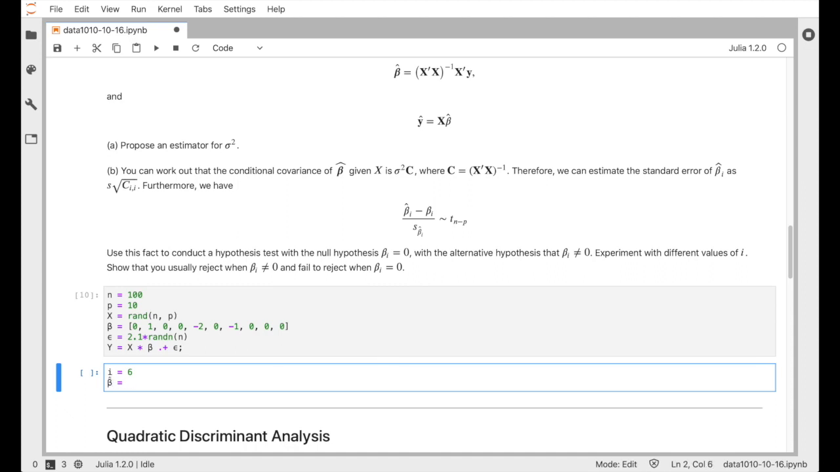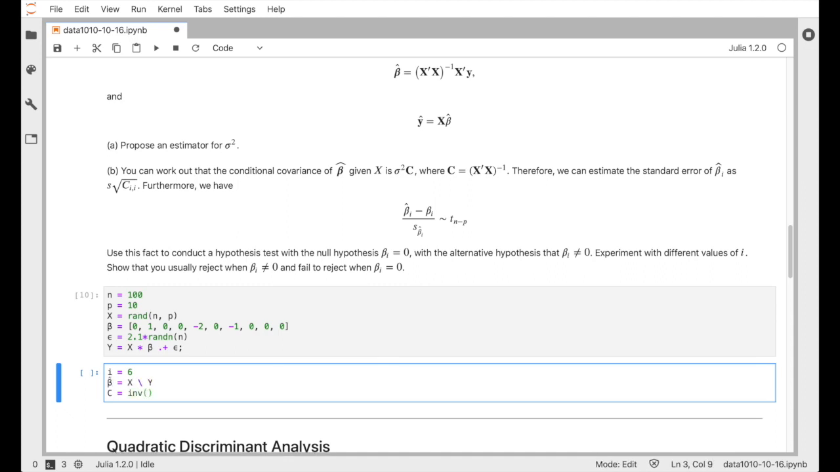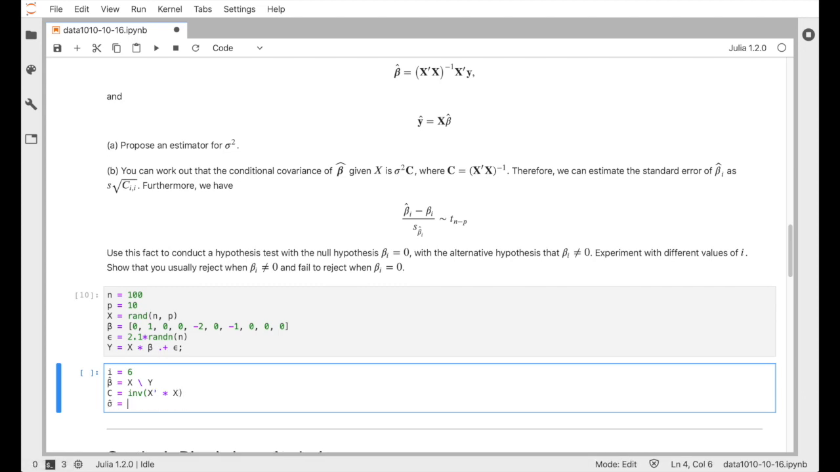Compute beta hat, compute c, which is the inverse of x transpose times x. We compute sigma hat, which is the estimator of sigma, and that's going to be given by the norm squared of y minus x beta hat divided by n minus p, but that's the estimator for sigma hat squared. So if we want sigma hat itself, we square root that, which we'll do by just peeling off the squared in the numerator and then putting a square root in the denominator.